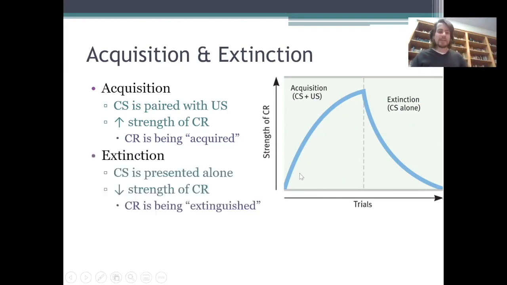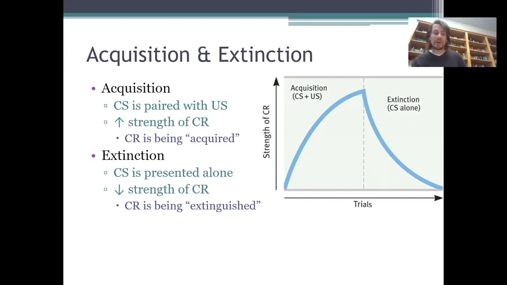And then during the extinction process, what you would do is you'd continue to present that conditioned stimulus, but you'd stop following it with the unconditioned stimulus. Okay? So you'd present the CS without the US. You present the CS all by itself. That's how an extinction trial works.